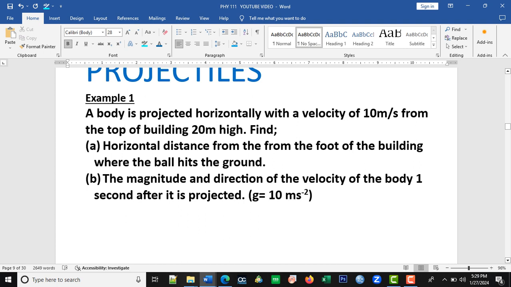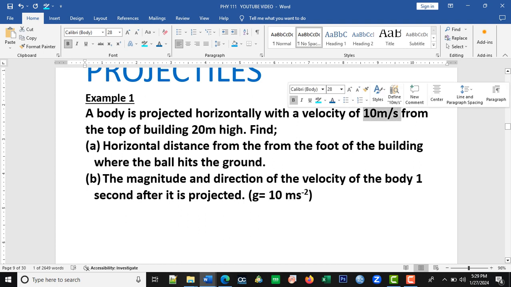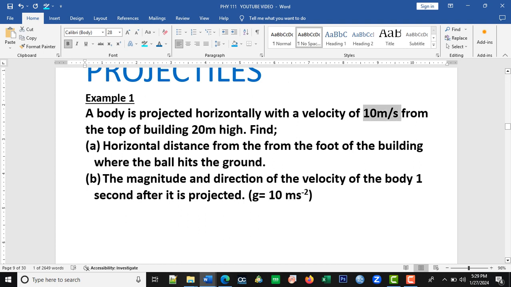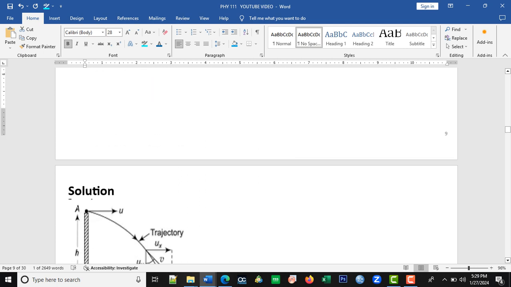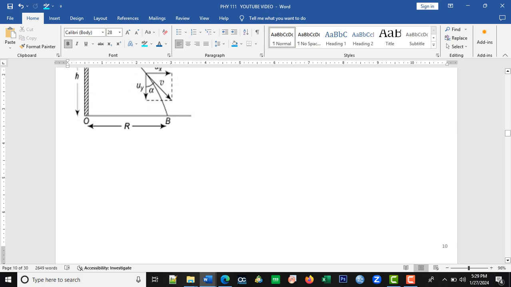So u is 10 meters per second, and then the height is 20 meters. u equals 10 meters per second, and h equals 20 meters.